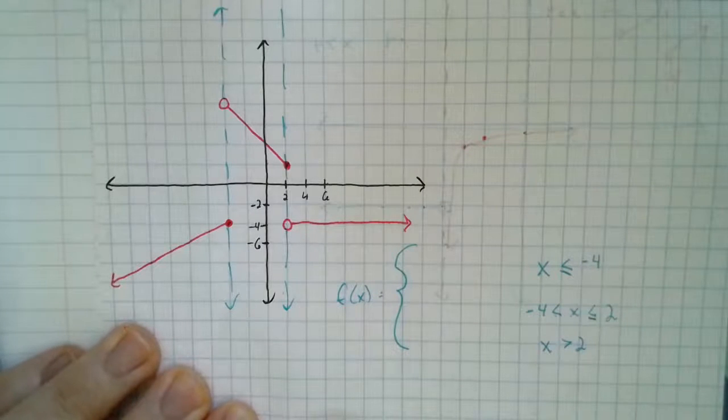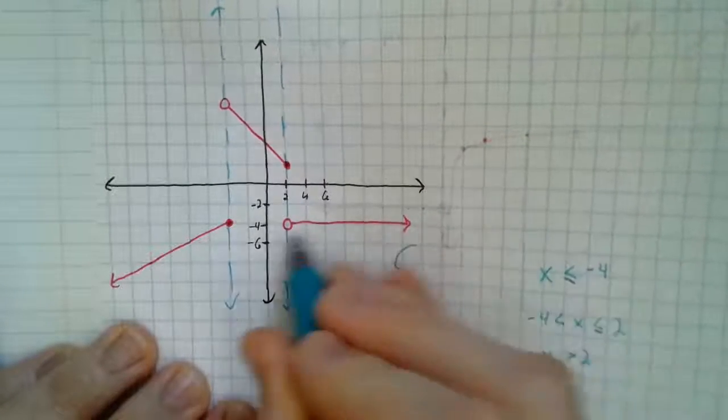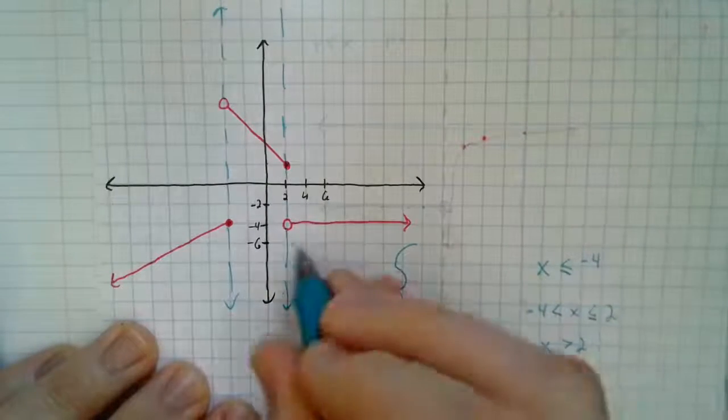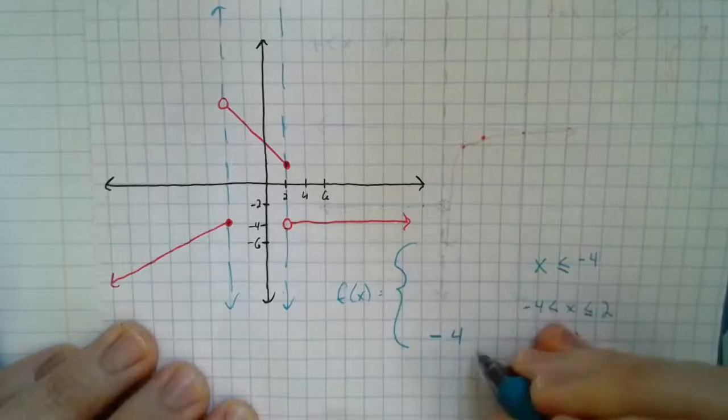Now what we need to do is determine the equations of these lines. All right, and you can do them in any order, right? So for example, I can see this one is just a constant function. It's not moving. So I know on this third interval that if I pick an x value that's greater than 2, this function will always equal -4. So that one's pretty easy, right?